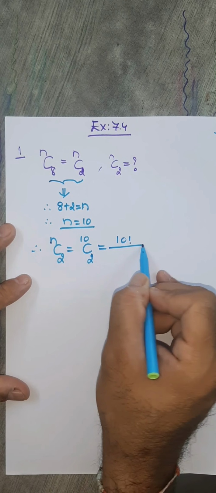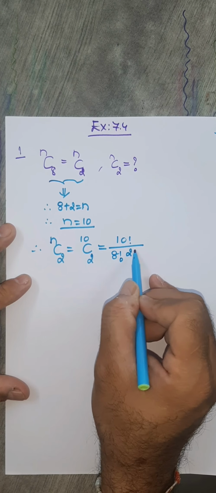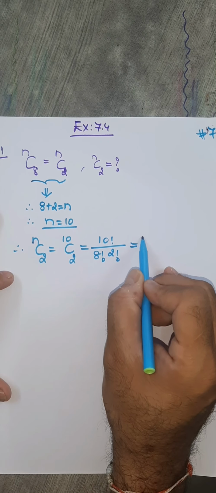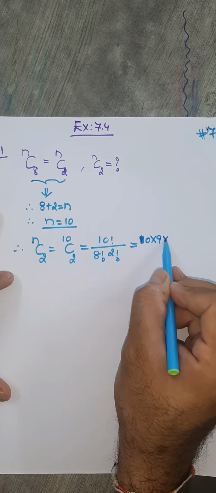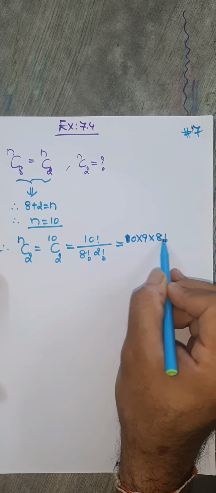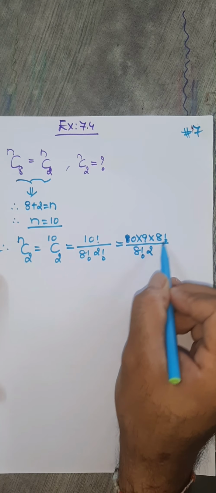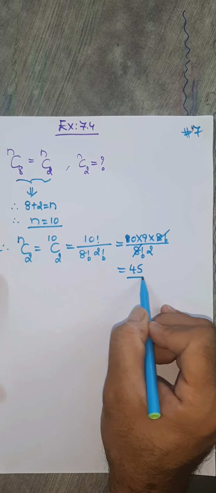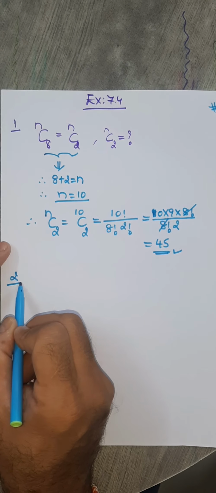So what will we get here? 10 factorial upon 10 minus 2, which is 8 factorial, into 2 factorial, just the formula. Write the bigger factorial in terms of the smaller factorial. So 10 into 9 into 8 factorial upon this 8 factorial, 2 factorial is just 2. This is 90 by 2, so 45. That's the value.